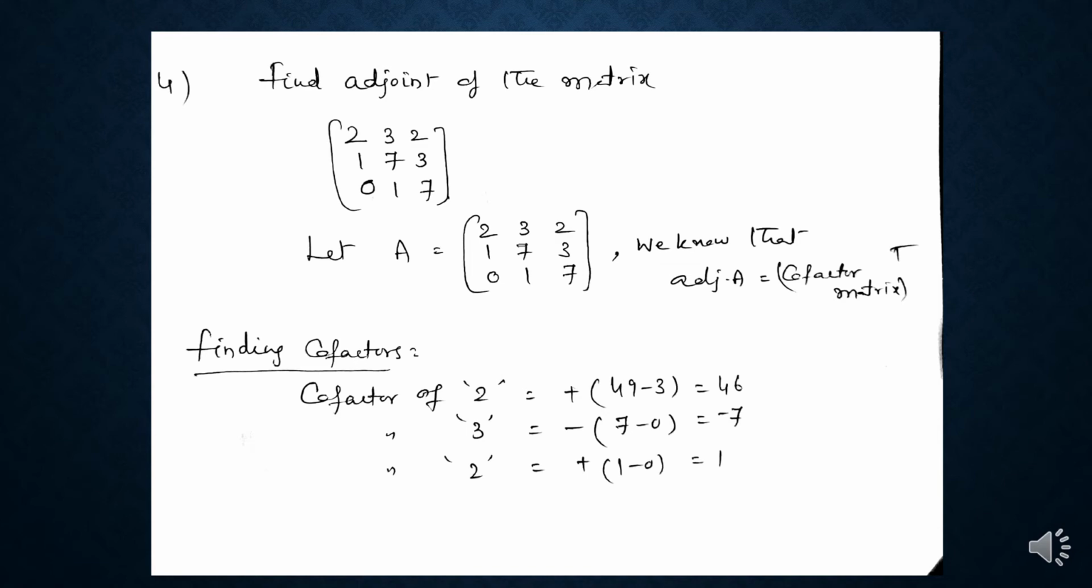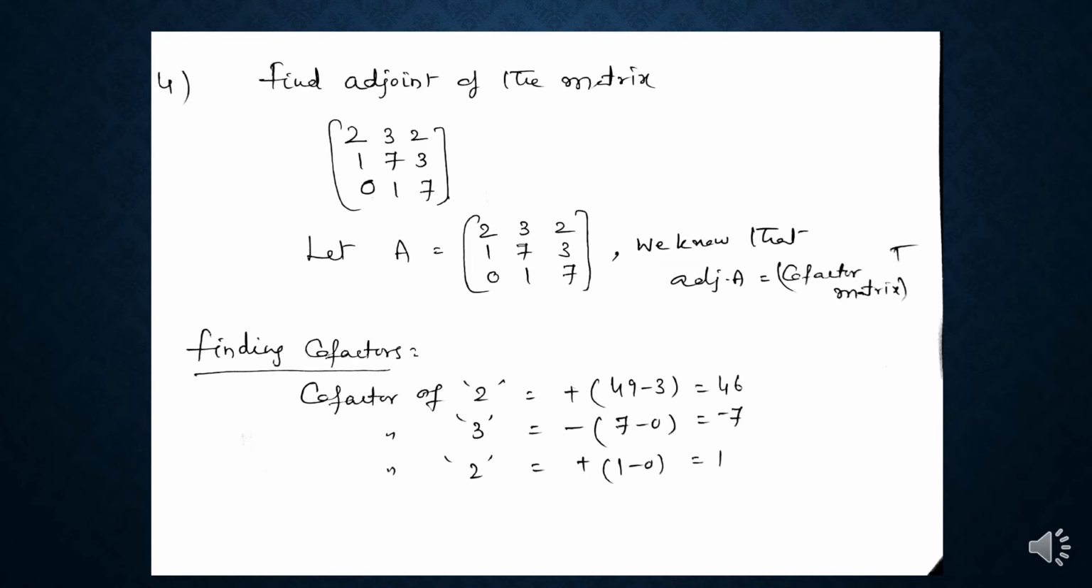So how do you find the adjoint of the matrix? The transpose of the cofactor matrix is the adjoint matrix. How do you find the cofactor matrix? After finding the cofactors of each and every element of a matrix and placing the cofactors in the place of the corresponding elements, we will get the cofactor matrix.